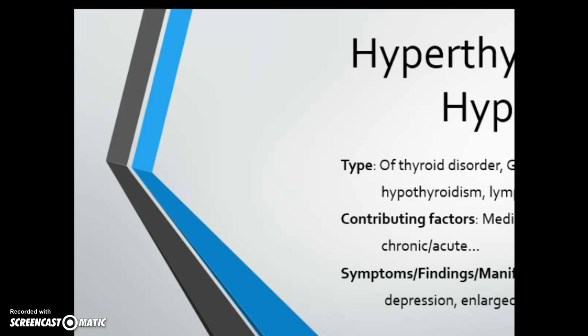What would be the contributing factors for this one? We want to know, what type of thyroid disorder does the patient have? Is it Graves' disease? Do they have a goiter? Hypothyroidism? Is it lymphatic, affecting the lymphatic system? And what are the contributing factors? Is the patient on medication? Have they been on medication? Is the medication working? Has the patient had any procedures in the past? Infections? Is this a chronic problem or an acute one? Symptoms, findings, manifestations. Does the patient have fatigue, weight gain, weight loss, depression, enlarged thyroid, etc.?